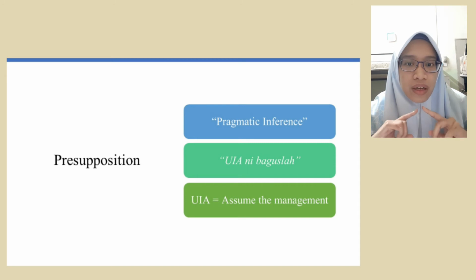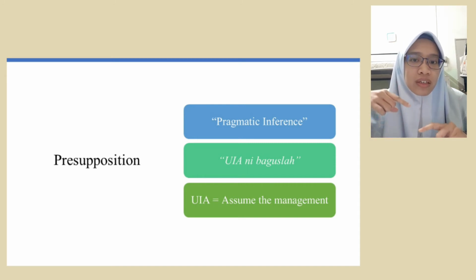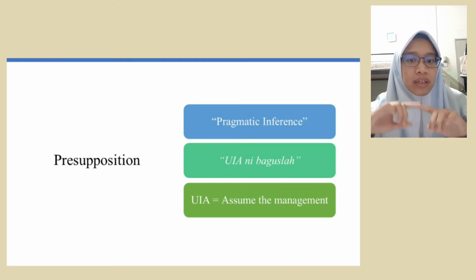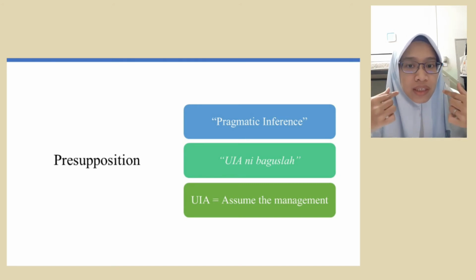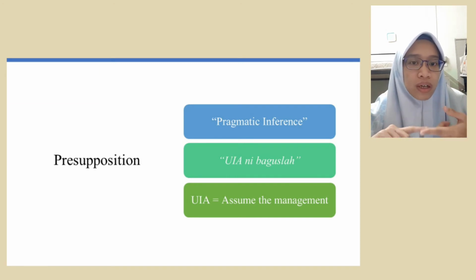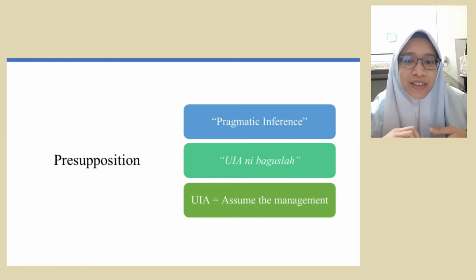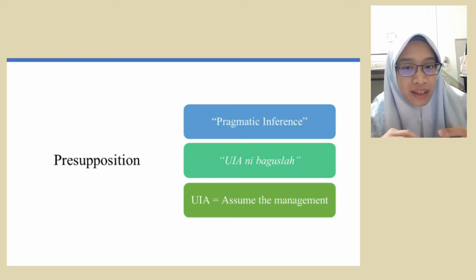Why is it based on our experience? Presupposition, if you remember what I said, is related to coherence. Coherence depends on the listeners' expectations and also experience. So, for example, UIA ni bagus lah. Either way, we want to say UIA, we are not satisfied with UIA. We say UIA ni ada-ada je lah.